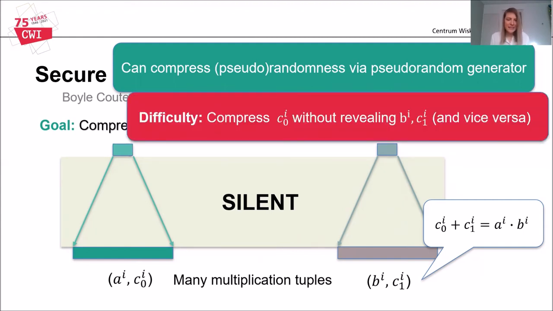But the hard part is that we have this additional structure here. For such a multiplication triple to be useful, we have to have that C0 plus C1, held by the two parties, is the same as the product of A times B. And this would not be a problem if we could just give the information to all parties, but the hard part here is to compress C0 and C1 for the parties without revealing the other party's secret, which is really crucial for security in the computation phase.